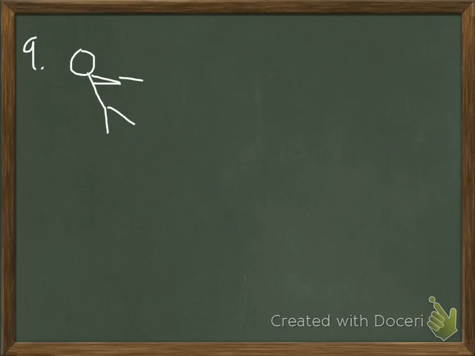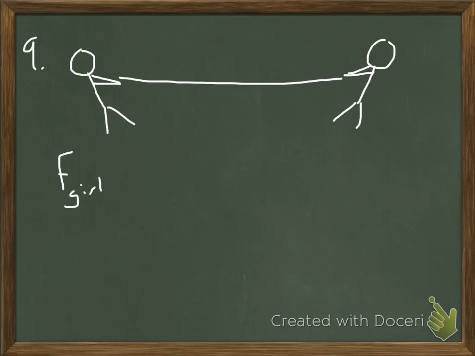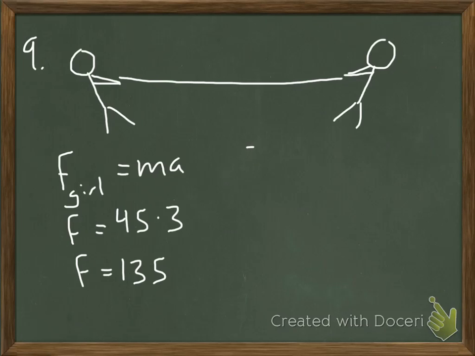Number 9, we have 2 people pulling on a rope. We're given some masses here and some accelerations. And so we can calculate the force of the girl, because we're given the mass of the girl, which is 45 kilograms, and we're given the acceleration of the girl, which is 3 meters per second squared. I plug that in, I can calculate the force of the girl on the rope, or the force of the rope on the girl, same thing.